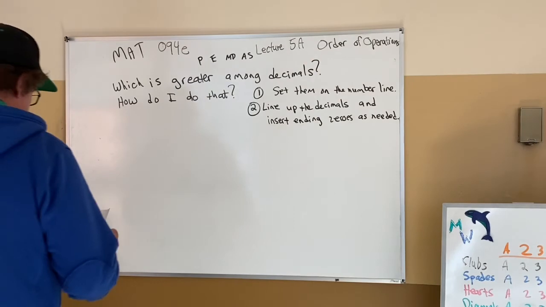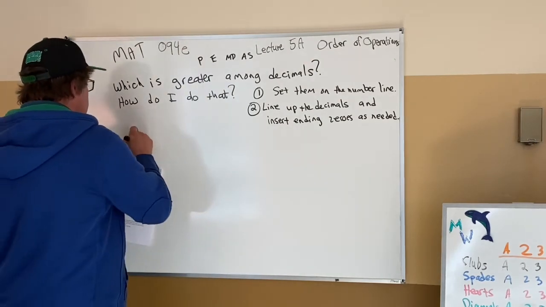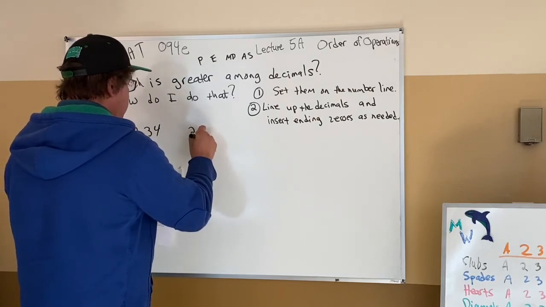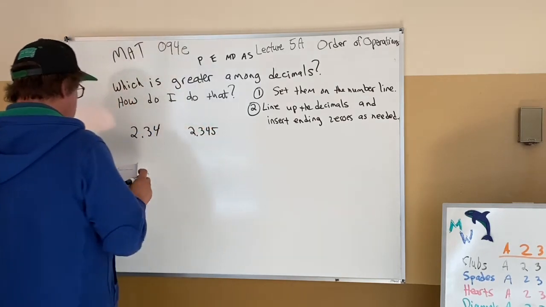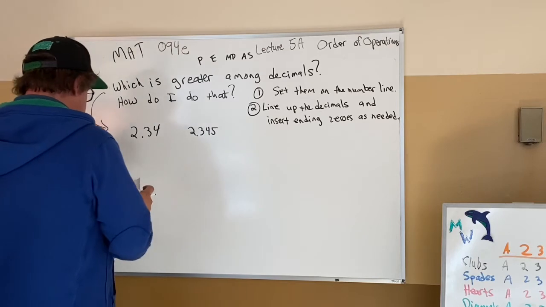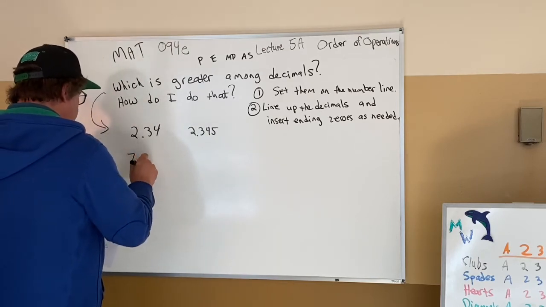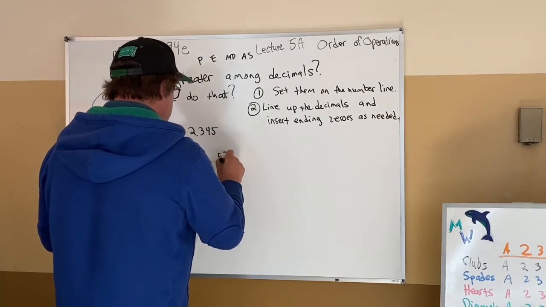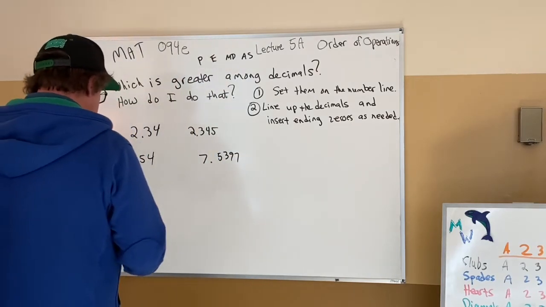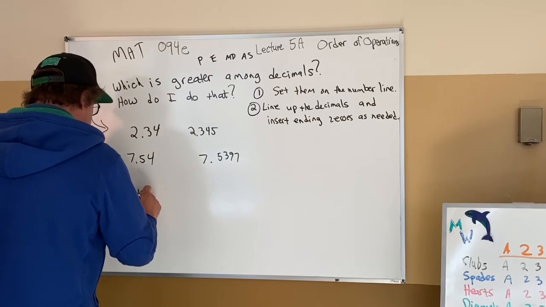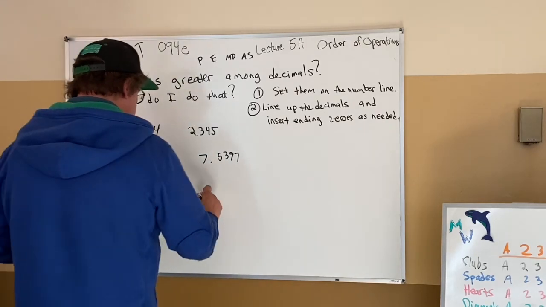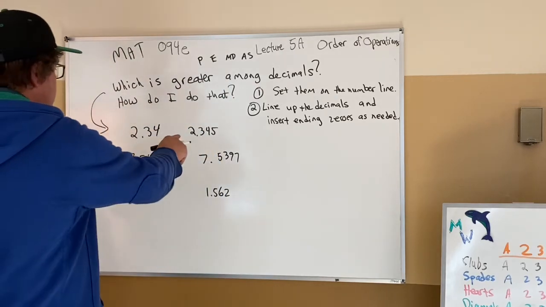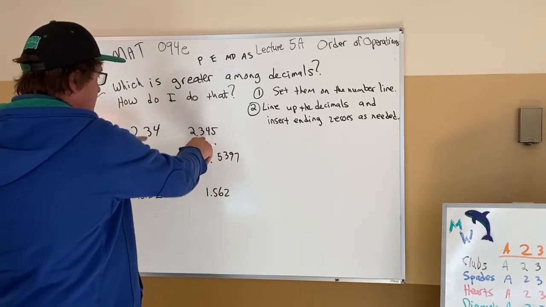Because I want to look at when we have 2.34 and 2.345. These are these which is greater kind of questions. 7.54, 7.5397, and negative 15.62 and 1.562. Now these are close on the number line, so how do I do that?